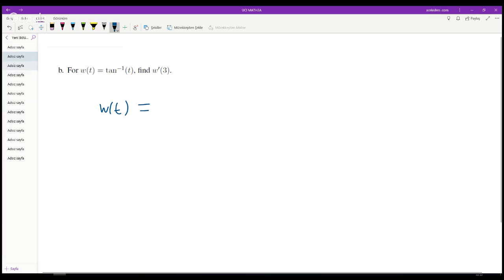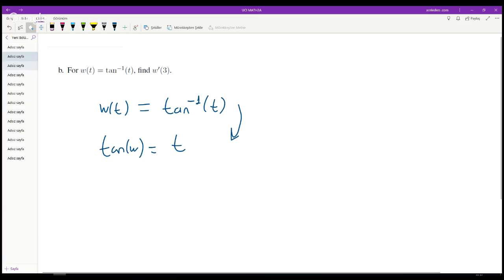And by the way, I will write something very simple. If W(t) is inverse tangent t, then we can write tangent W equals t, right? That is the definition of arctan. So if W equals the inverse tangent t, then tangent W is t. That is the key to solving this question.